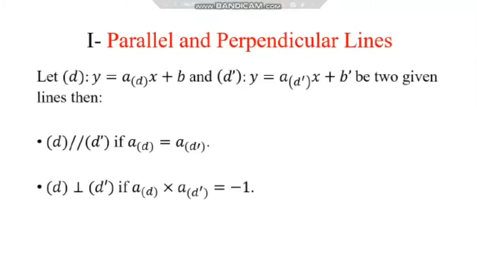Furthermore, D is perpendicular to D prime when the product of their slopes is -1. We multiply the slopes of D and D prime, the answer should be -1, only -1. It can't be -2 or -3 or any other real number. It should be only -1.